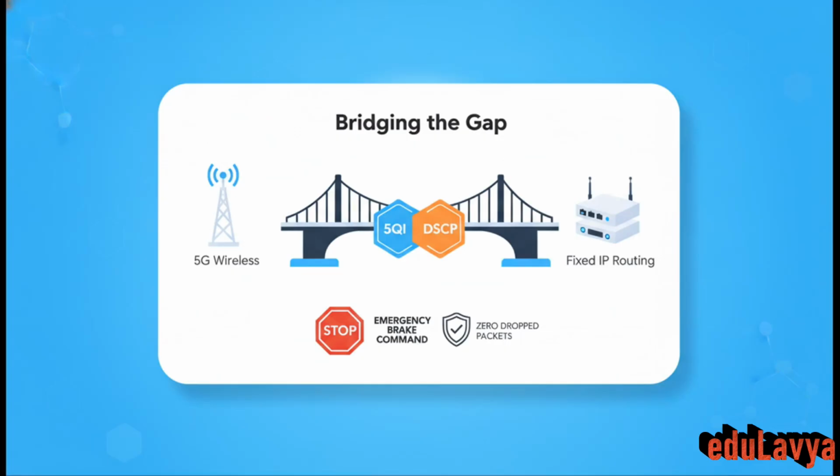To summarize everything we've covered today, mastering this directional mapping at the gNodeB and the UPF is absolutely critical to the safe operation of modern automated rail networks. You're bridging that massive gap between wireless 5G precision and fixed IP routing. As an engineer, you always have to ask yourself, what happens to a mission-critical emergency brake command if a single router drops a mislabeled packet just because it wasn't tagged with expedited forwarding? Well, the seamless translation from 5QI to DSCP ensures that never happens.